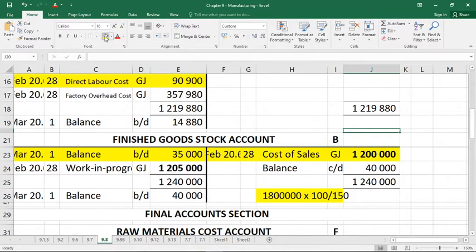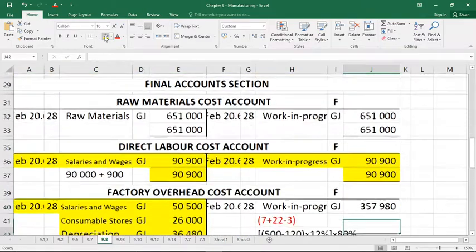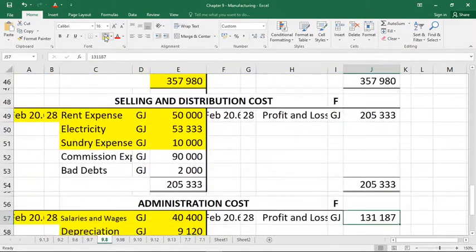Number 11, commission on sales amounting to 5% of sales was paid during the year. Okay, so when you pay people for selling your product, it's going to be a sales expense, called commission. That means I go back down to my selling and distribution account. There it is, commission expense.